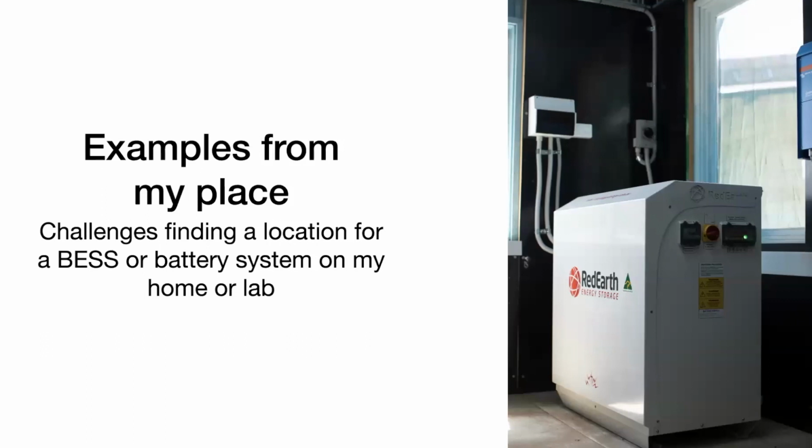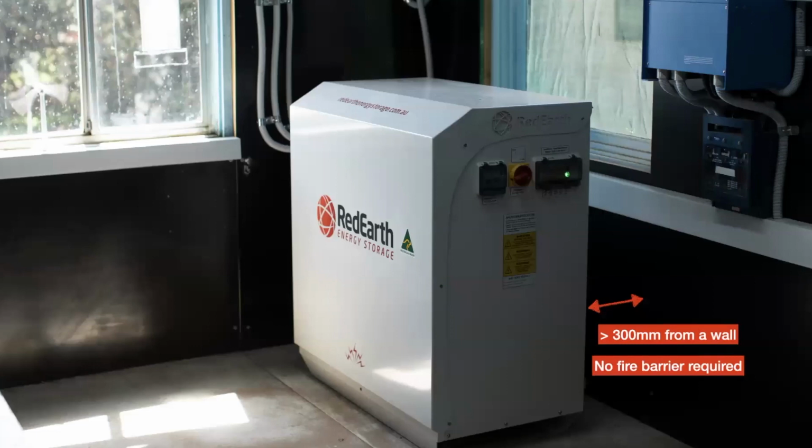So what I've done is taken a few pictures around my lab and around my home to try and illustrate a practical example of location and choosing a location for a battery system in a residential application. And I've even shown this picture here, which is of a Red Earth BESS. That's an all-in-one system. So inside that box is a SunGrow hybrid inverter, LG Chem M48 batteries. The whole product is compliant to test standards and the best practice guide.